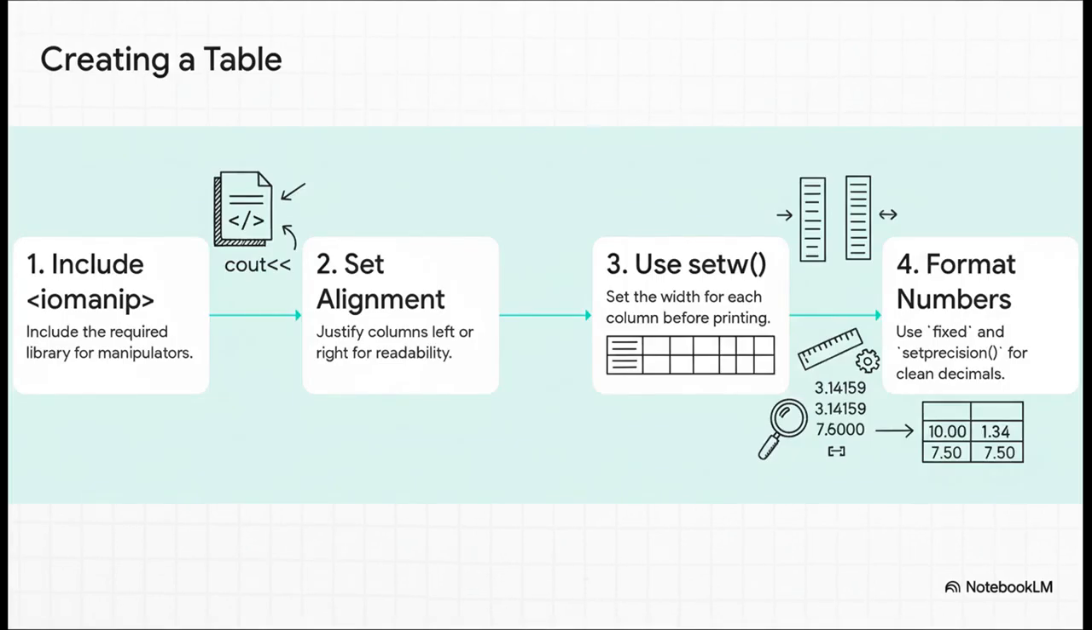And using it is super straightforward. You just include the library, and then right before you print each piece of data, you can tell cout exactly how you want it to look. You can set the alignment, define the width for each column, and use fixed and setprecision to make sure all your numbers look totally clean and uniform.